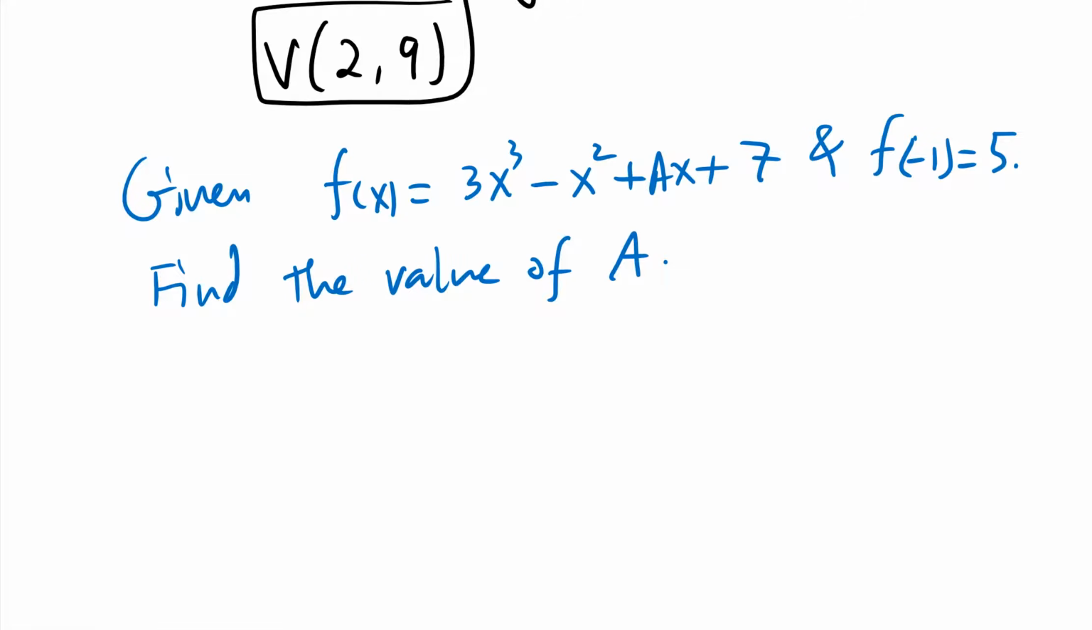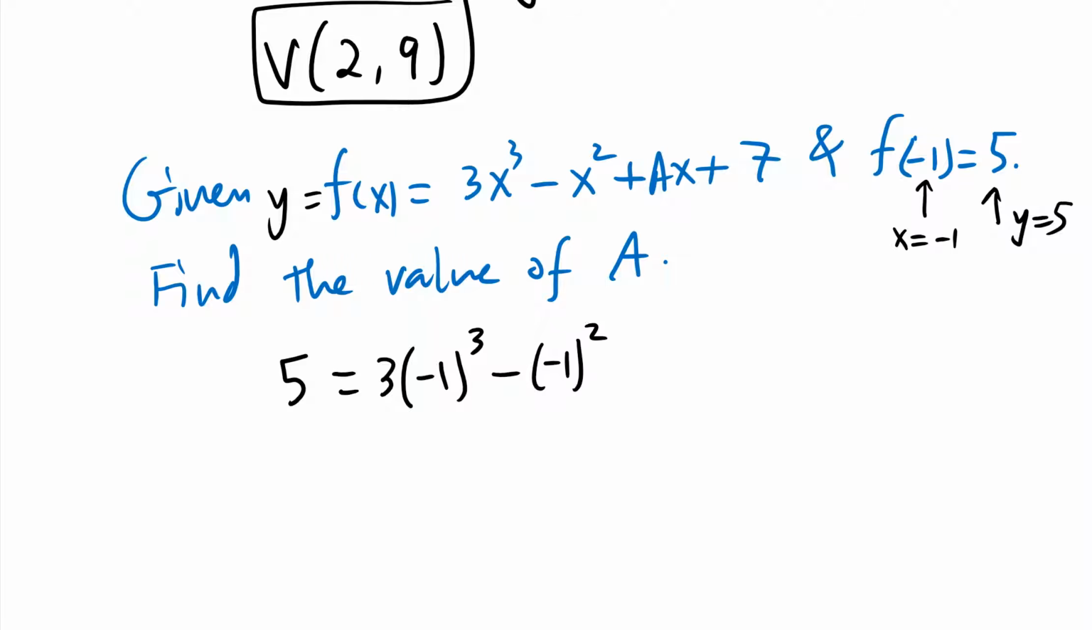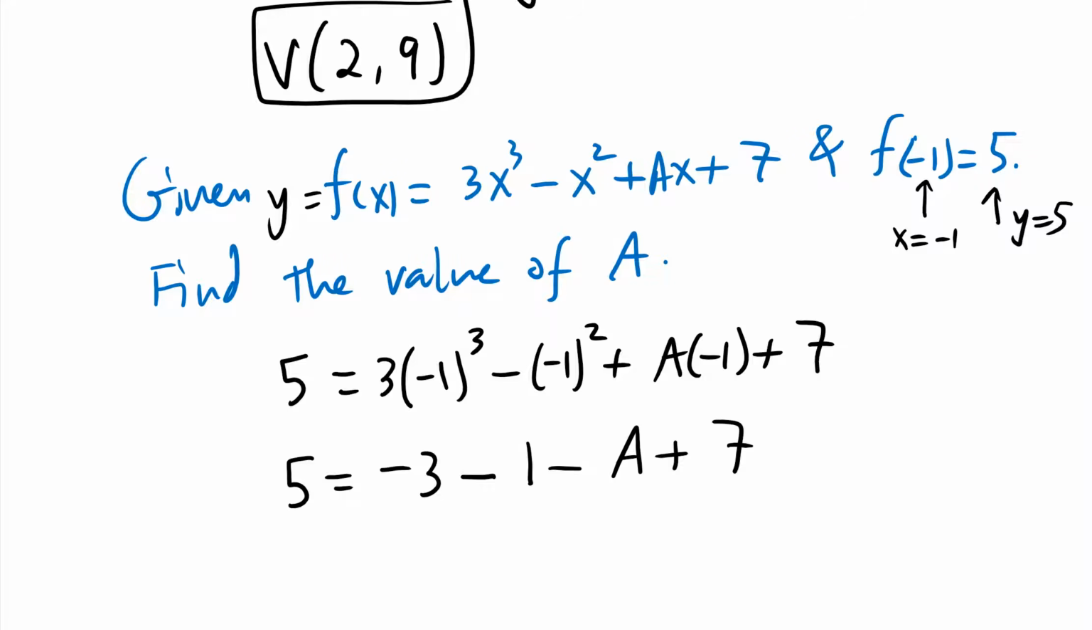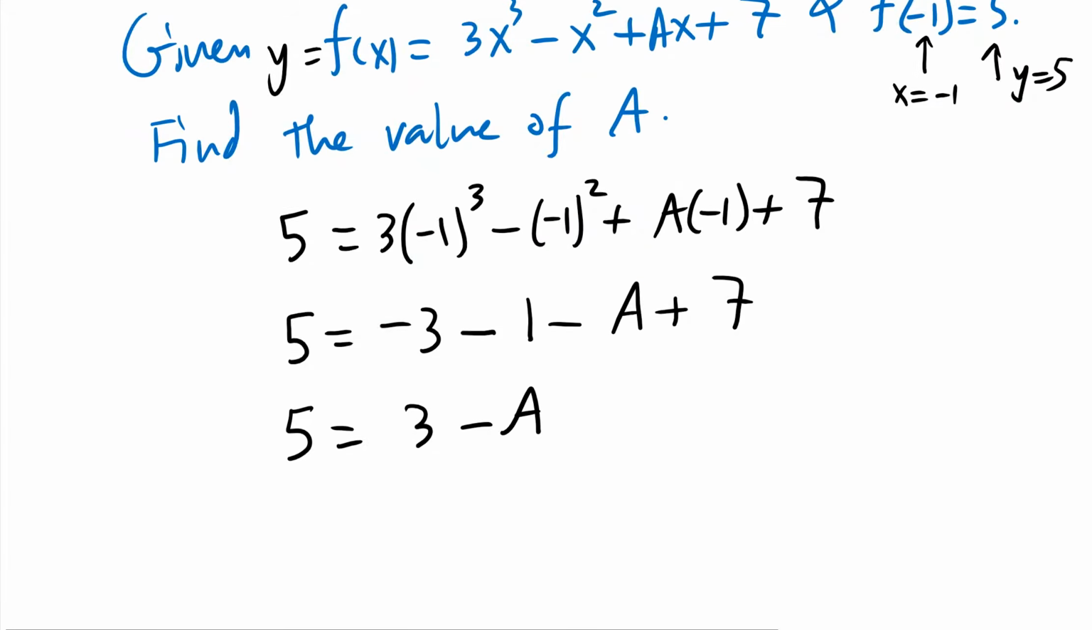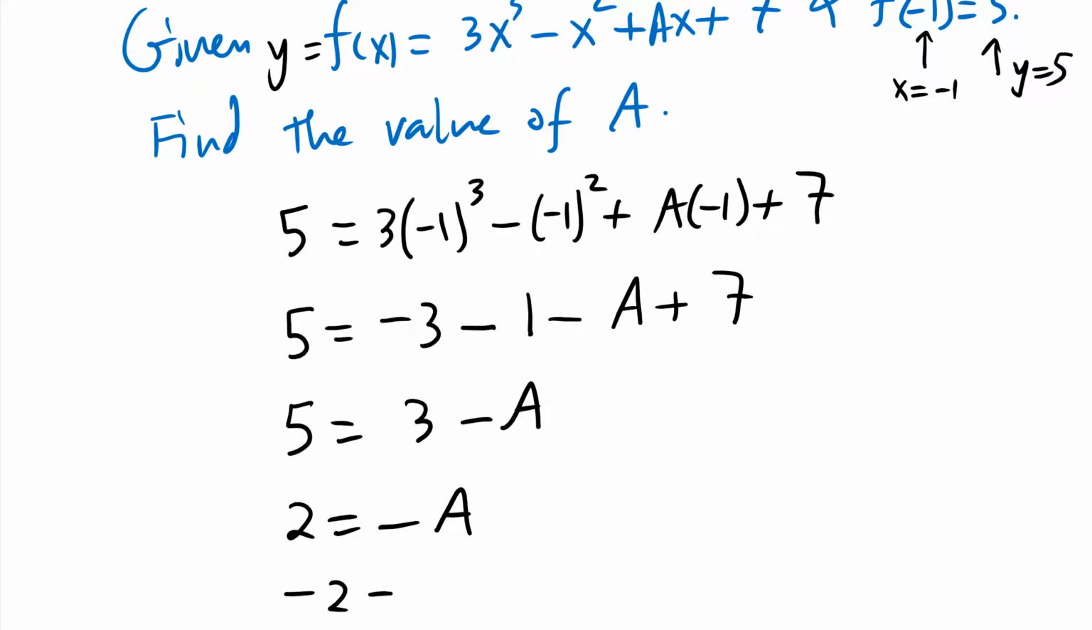So let's go over it. All we have to do is substitute. This is the x value, and that's the y value. So 5 equals 3 times -1 to the third minus -1 squared plus a times -1 plus 7. So what do we get here? 5 equals -1 times 3 is -3, minus 1, minus a, plus 7. Combine like terms here. 7 minus 3 is 4, minus 1 is 3. Subtract 3 on both sides. Multiply by negative.